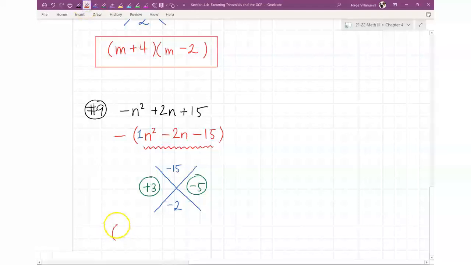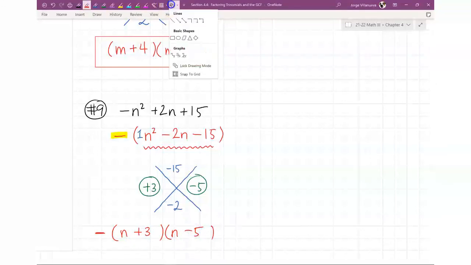So all I have to do now is create my two parentheses. Okay, don't forget your negative in the front. Okay, very important. Remember, the negative has to basically carry all the way through, right? So don't forget it. It's easy to forget, so don't forget it. Now the variable I'm using is an n, so I'm going to write n right there. And then according to my answer, I put plus 3 and a minus 5, so plus 3 minus 5. And that's my solution to this factor.